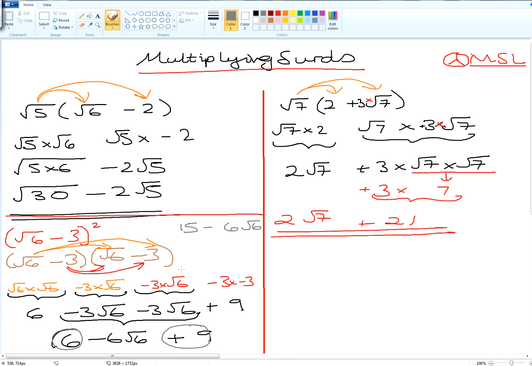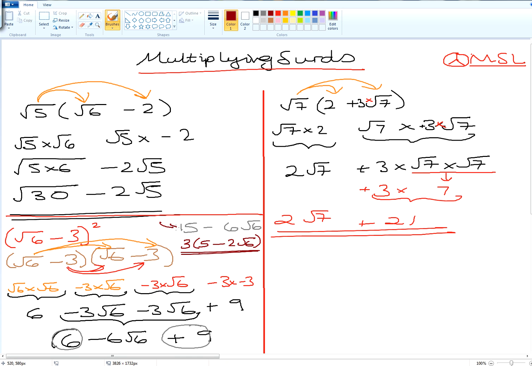Okay, now can we factorize this as well? By any chance? 15 and the 6. Are you sure? It's going to be 3? Yeah. Okay. Can we do this? We need to double check.